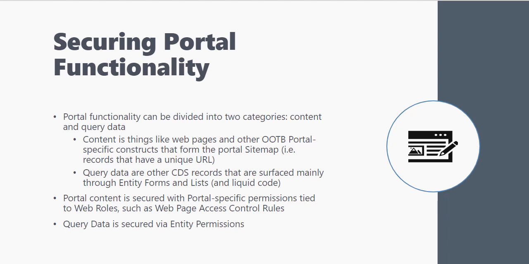So portal content, that is the web pages and other out-of-the-box portal functionality that has URLs associated to it, is secured with portal-specific permissions that are tied to web roles, such as web page access control rules. So if you want to secure a web page, you use a web page access control rule to do so. Everything else, i.e. the query data, is secured via entity permissions. And entity permissions is going to be our focus for today. That's what we're talking about in this video.